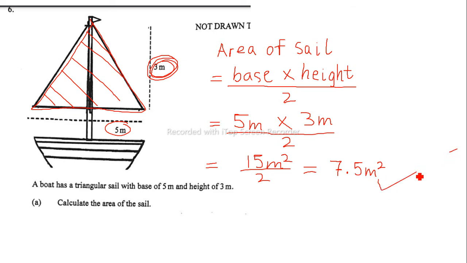Alright, 7.5 m squared. That's the correct answer. So we multiply the m too? Yeah, because m times m gives us m squared.